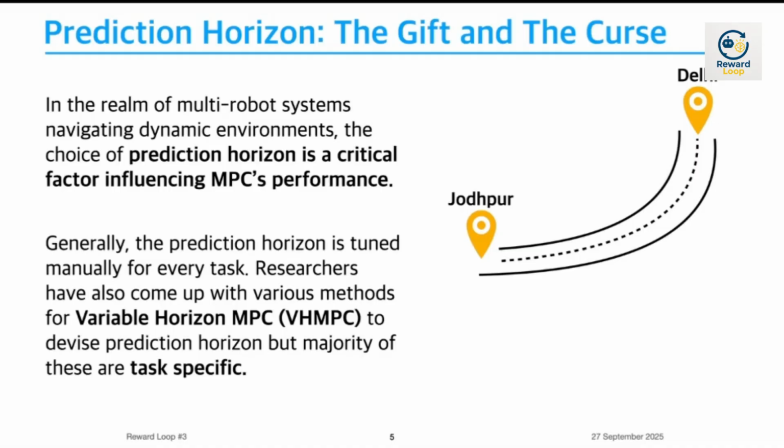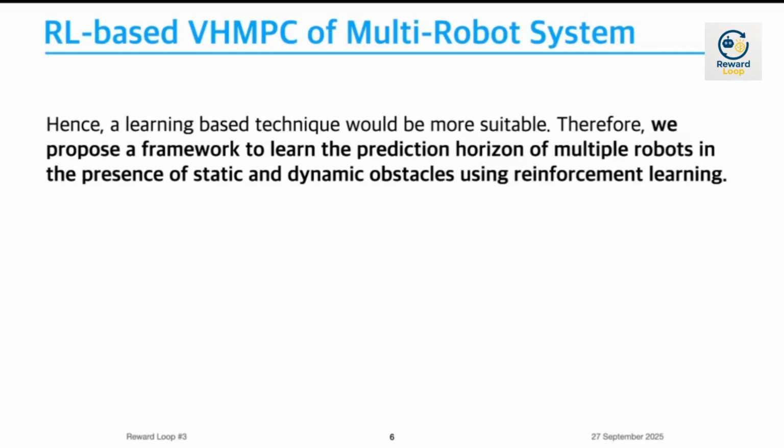And also there were some advanced versions of VHMPC where some functions were developed to decide the value of prediction horizon. Some people have also included it inside the objective function of the model predictive control. But all these methods were task specific or worked only for a certain category of systems. And this motivated developing a learning-based technique to decide the optimal value of prediction horizon for each of the robots in a multi-robot setting.